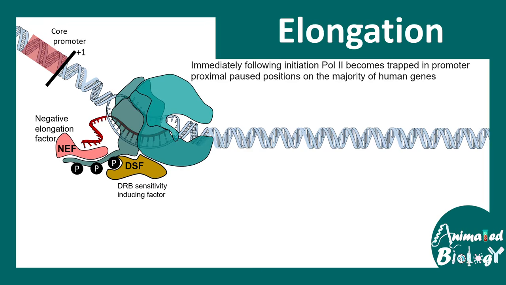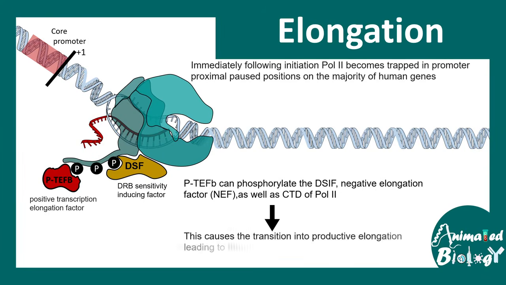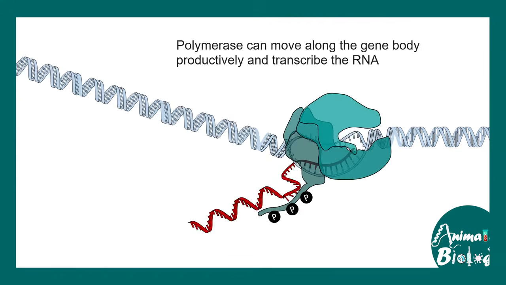Now there are elongation factors such as P-TEFb, or positive transcription elongation factor, which phosphorylates the NELF, the DSIF and the C-terminal tail. Phosphorylated NELF, or negative elongation factor, dissociates from the RNA polymerase, and this is a signal for RNA polymerase to move further and get released from the stalled position. Now RNA polymerase is free to move and it moves along the gene body, transcribing the RNA. You can see the RNA is protruding out right now. So this is the overall elongation state.